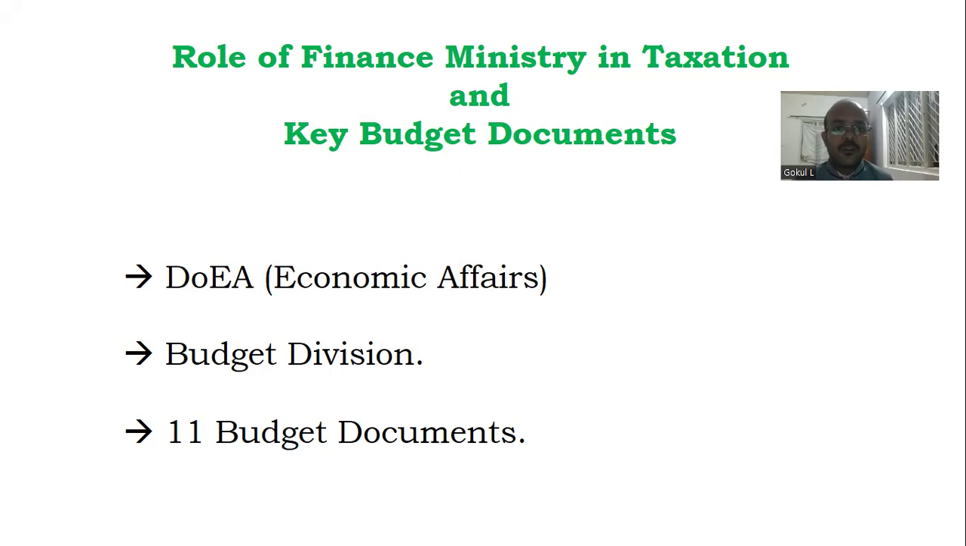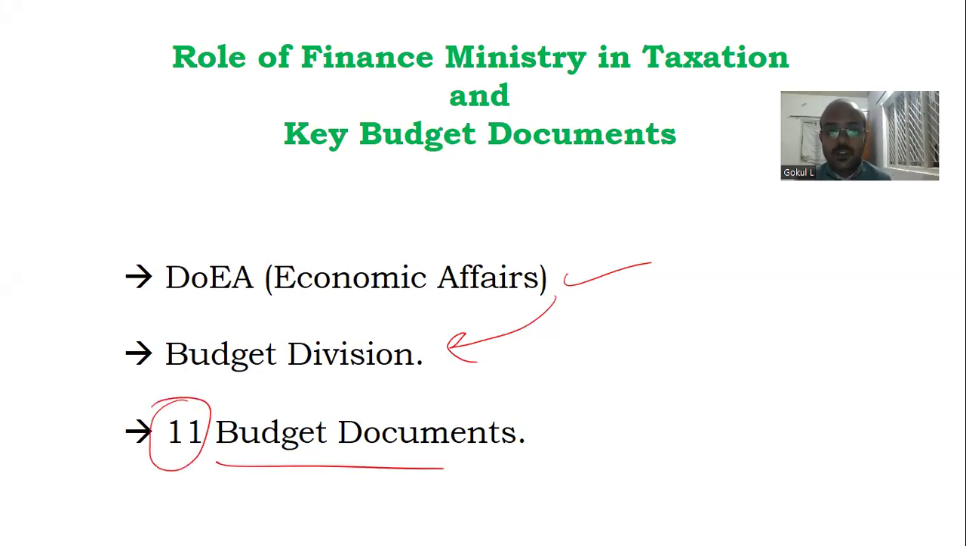So, as you know, the role of finance ministry. Finance ministry is very important for any nation for that matter. In our country, under the finance ministry, we have a department called the Department of Economic Affairs. Under the Department of Economic Affairs, we have something called the budget division, and this budget division is responsible to frame all these 11 budget documents and get them approved.